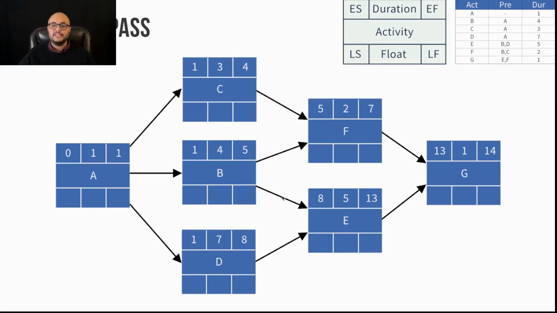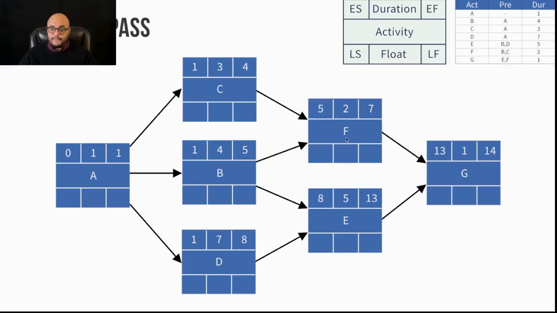Task E has a predecessor of B and D. Now, B has an early finish date of 5 weeks, and D has an early finish date of 8 weeks. How do I know which early finish date to use? When you're doing a forward pass, you take the larger of the two numbers. So I'm going to take the 8 and slot it into the early start date of E. 8 plus 5 is 13.